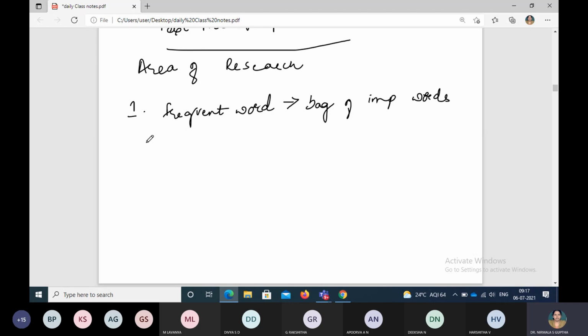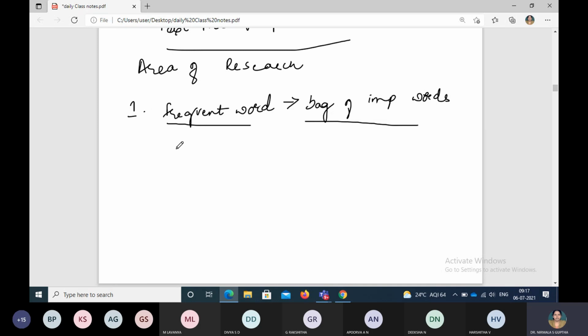So the first level of analysis is what? Identifying the frequent words, which helps us create a bag of important words, wherein we are going to prioritize or rank. That will help us see the best example I gave, the pronunciation or the spelling. How we spell may vary a little from one person to another.